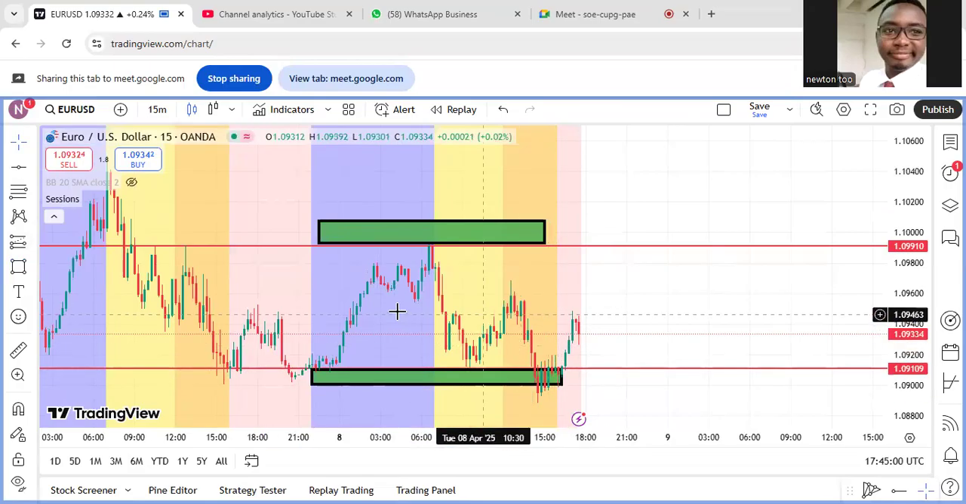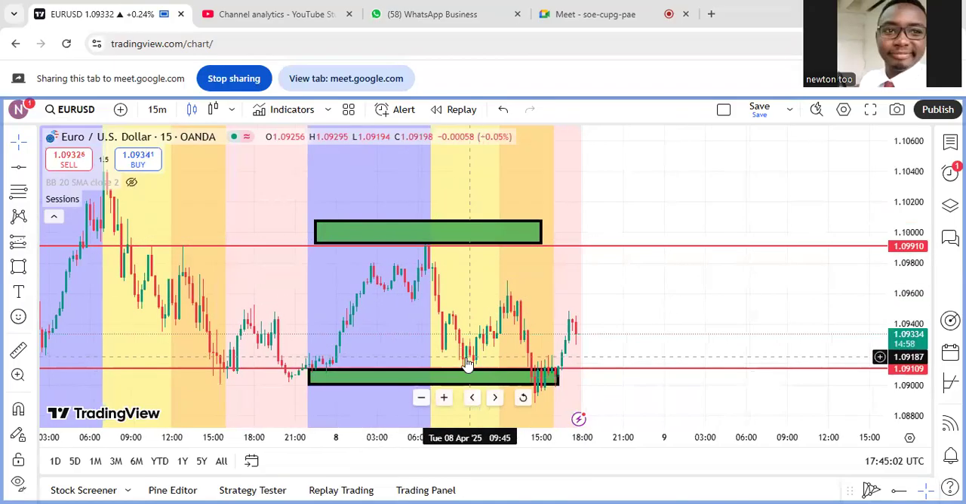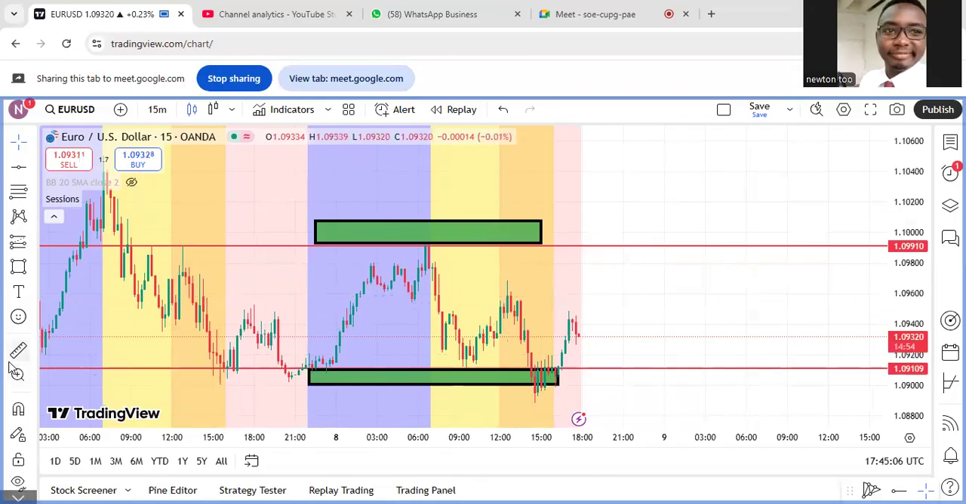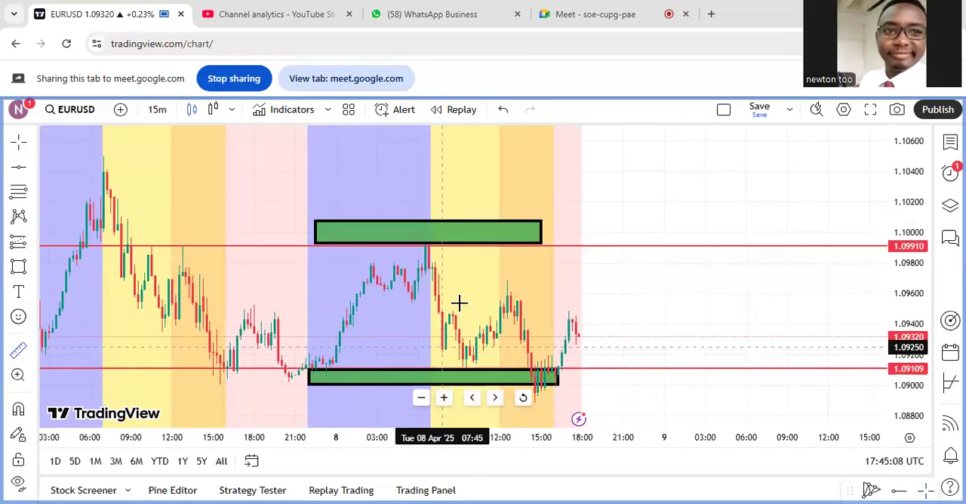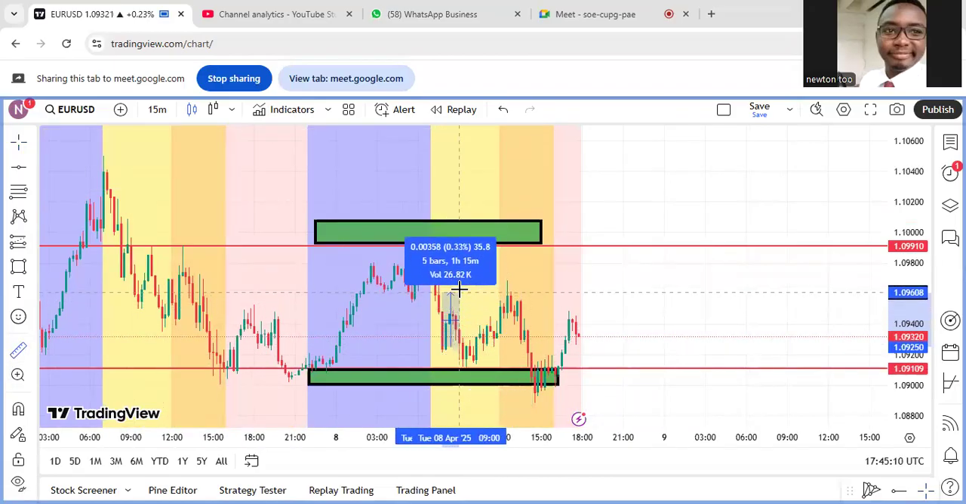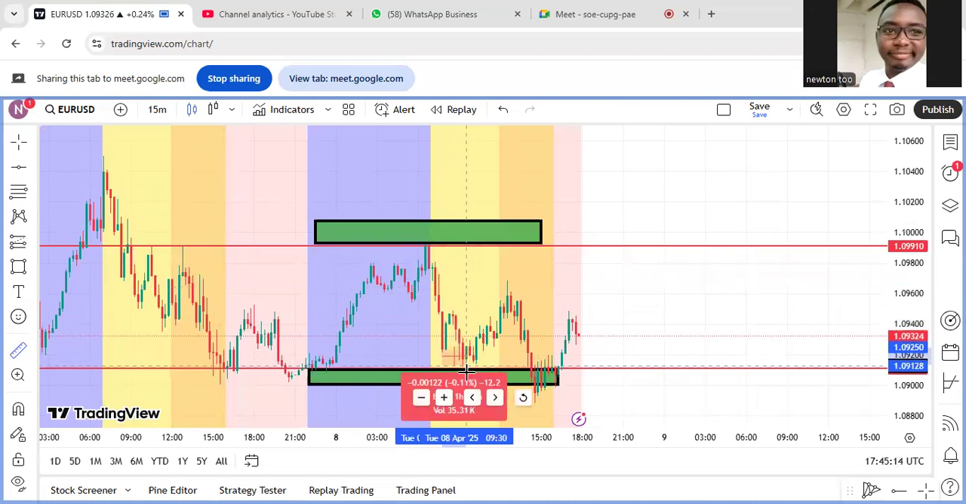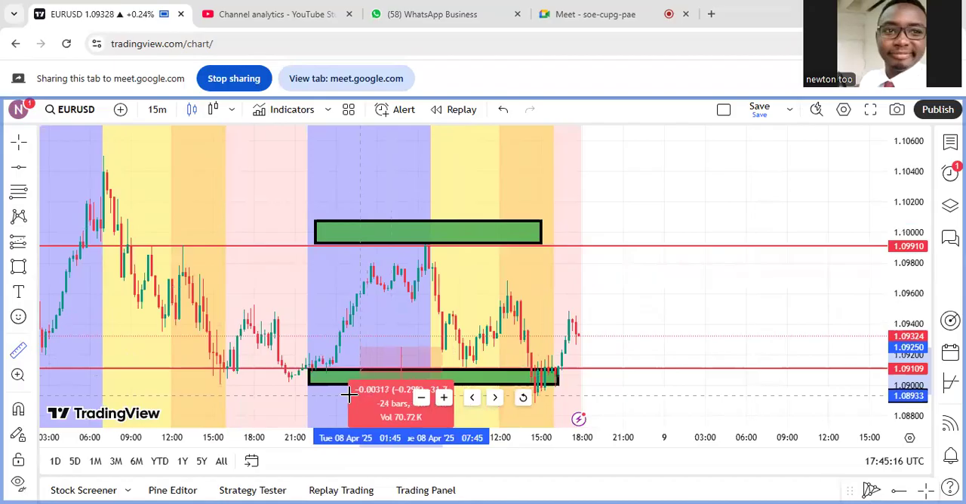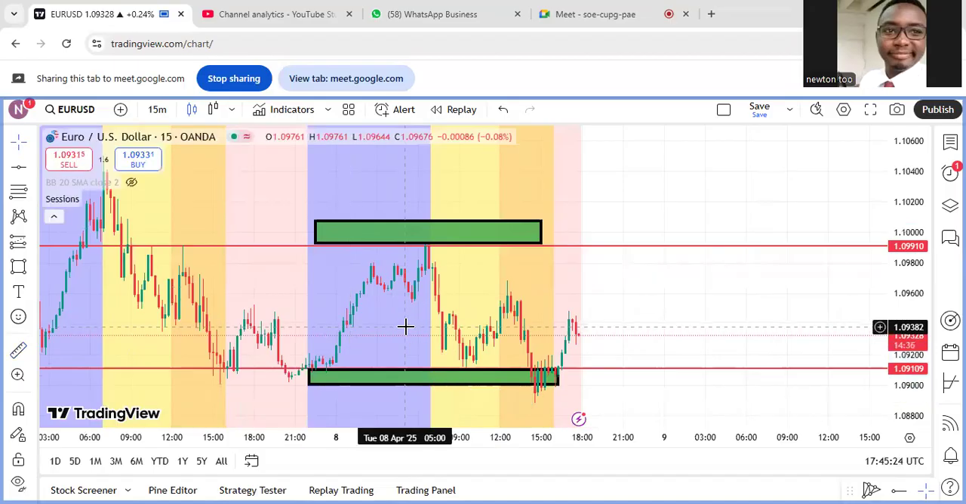The market came down to the low of Asia and gave us a buy candle, but it didn't go far. The market went maybe 30, 40 pips, then it can reverse. For me, I don't trade Euro USD. I trade mostly GBPUSD and sometimes gold. Those are my best currencies.